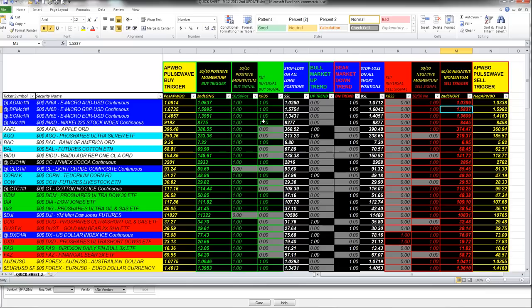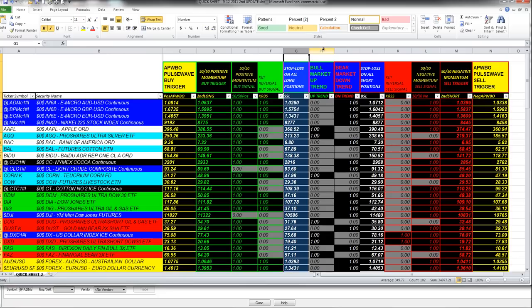Okay, next column is your stop loss. That's columns G and J. See, stop loss on all long positions, stop loss on all short positions. This is where you're going to place your stop loss.